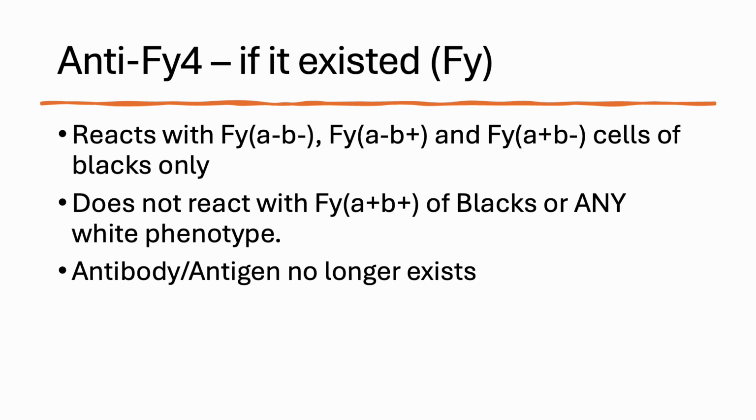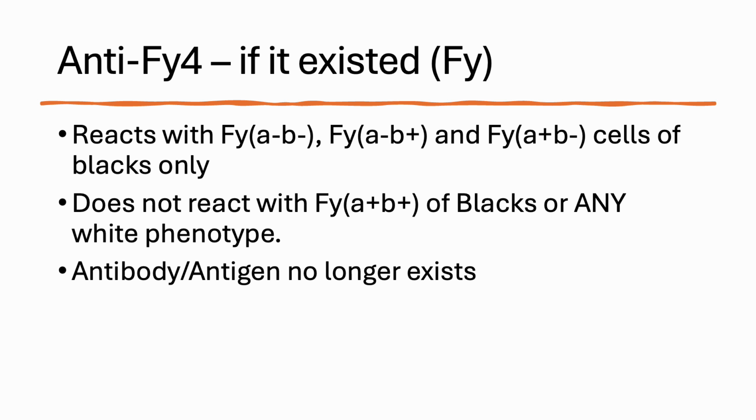Anti-FY4 is a bit of a historical mystery in the Duffy blood group system. It doesn't exist. FY4 doesn't exist. So if FY4 were real, it would be expressed only on the red cells of black individuals with Duffy negative or partial epitopes, and hence the antibody would only react with those. So it's theorized not to be present on FYA positive, B positive RBCs of any white Duffy positive phenotypes due to their lack of having that FY.